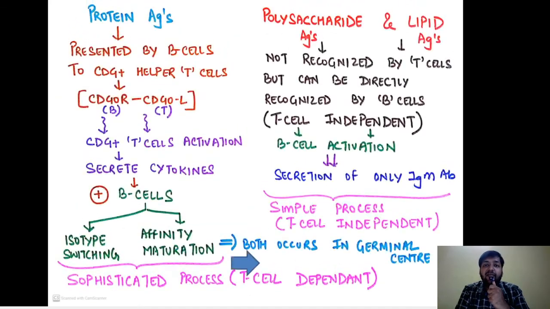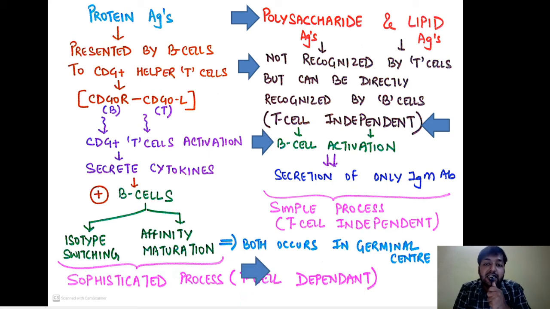Secondly, we can have polysaccharide antigens and lipid antigens. As already mentioned before, these are not recognized by the T cells, but are recognized by the B cells. So this is a T cell independent process. There is a T cell independent activation of the B cells, and they cause secretion of only IgM antibody. It is a very simple process. Also, one important MCQ is that both isotype switching as well as affinity maturation occur at the level of the germinal center.